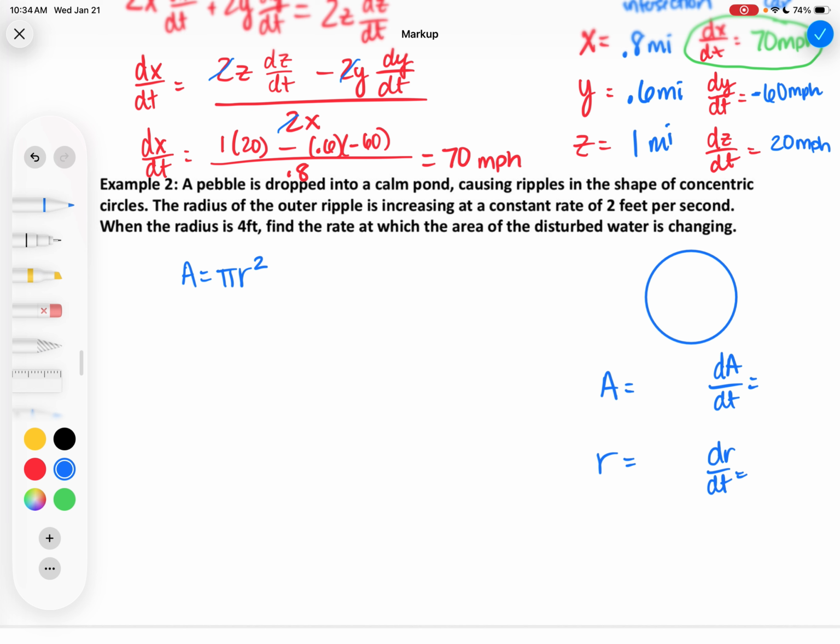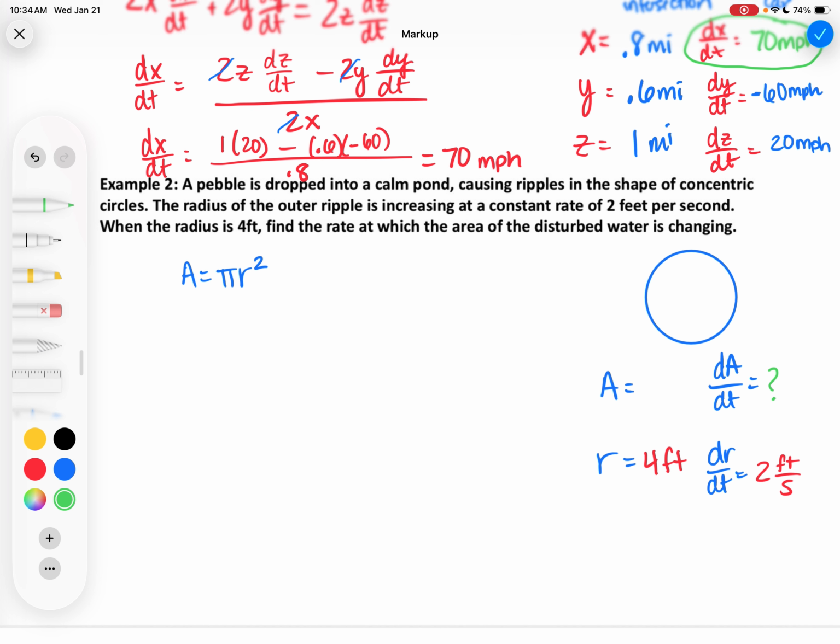So I'm looking at what they give me. They tell me that the radius is increasing at a rate of 2 feet per second, so that's going to be dr/dt. And then when the radius is 4 feet, so they're giving us that situation. So 4 feet. And then find the rate at which the area of the disturbed water is changing. So I'm solving for dA/dt.